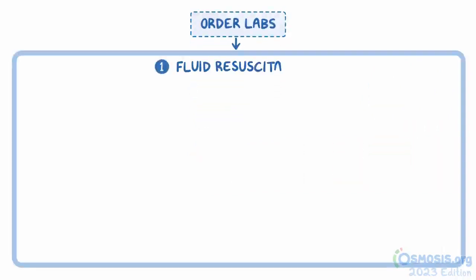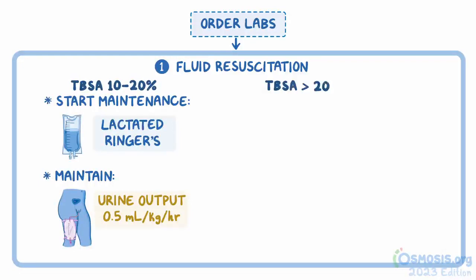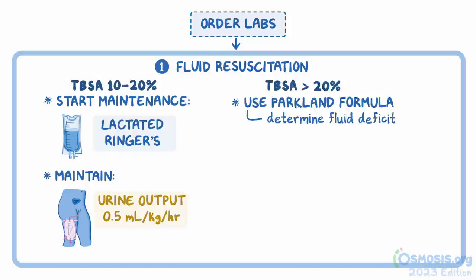When it comes to management, the main goal is fluid resuscitation. If your patient's TBSA is 10 to 20%, start maintenance lactated Ringer solution to maintain urine output at 0.5 milliliters per kilogram per hour. If the TBSA is greater than 20%, use the Parkland formula to determine your patient's fluid deficit. The Parkland formula is as follows: 4 milliliters multiplied by percent TBSA multiplied by the patient's weight in kilograms.